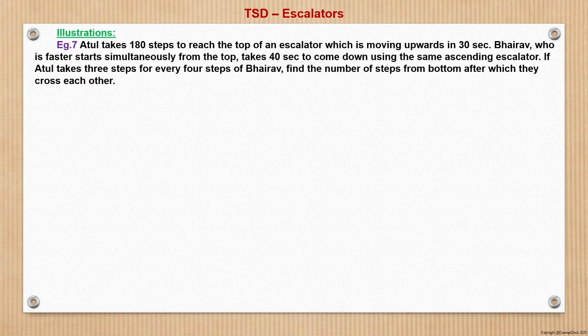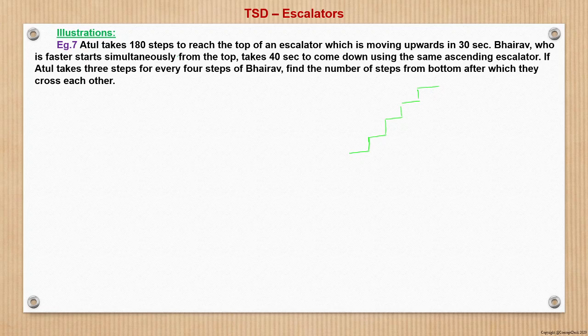So question number 7 now says that Atun takes 180 steps to reach the top of an escalator which is moving upwards in 30 seconds. Bhairav, who is faster, starts simultaneously from the top, takes 40 seconds to come down using the same ascending escalator. If Atun takes 3 steps for every 4 steps of Bhairav, find the number of steps from the bottom after which they cross each other. So this is a relatively good question. Let us see what this means, and try to pictorially represent this.